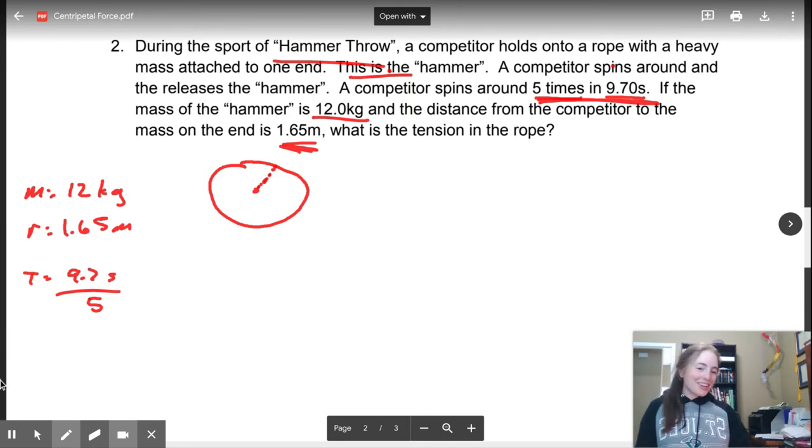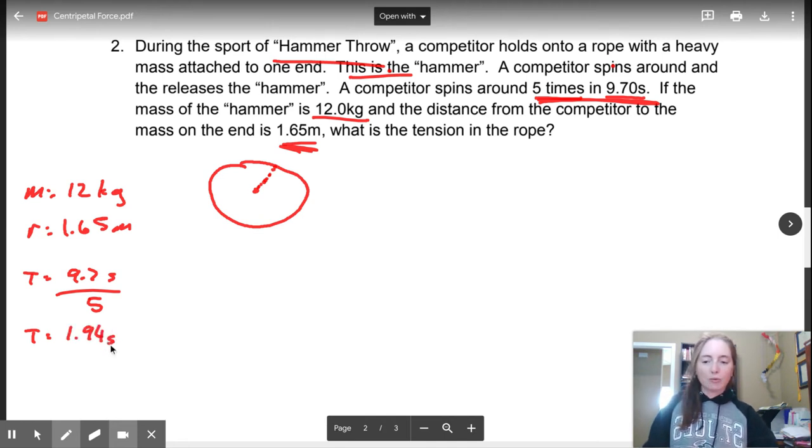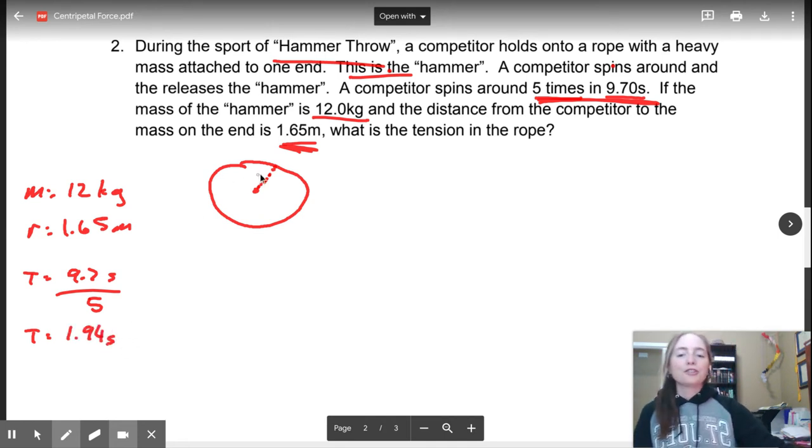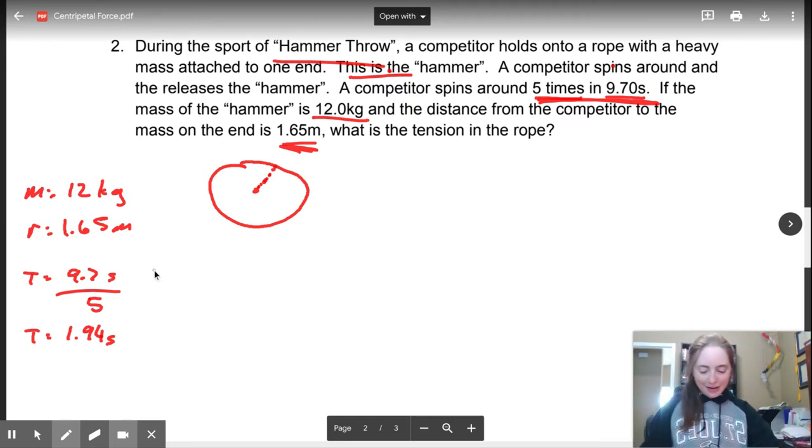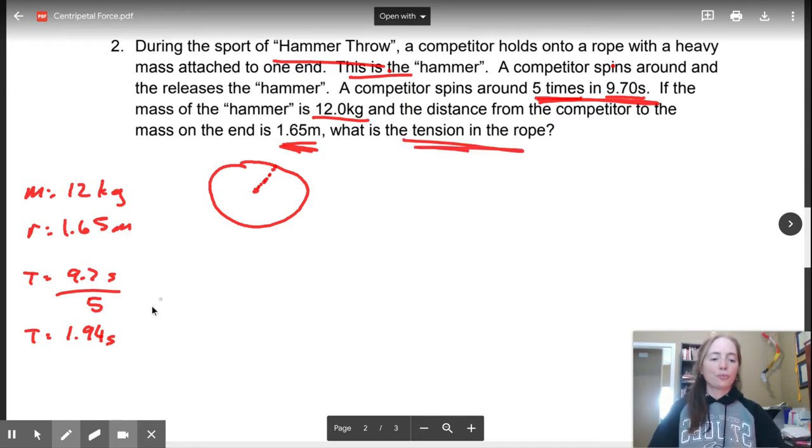So, ladies and gentlemen, what this is going to give us for our period is 1.94 seconds. So it took this competitor 1.94 seconds to do 1 rotation. Sounds good? Cool. All right. So we have these values here now. And what is the tension on the rope?